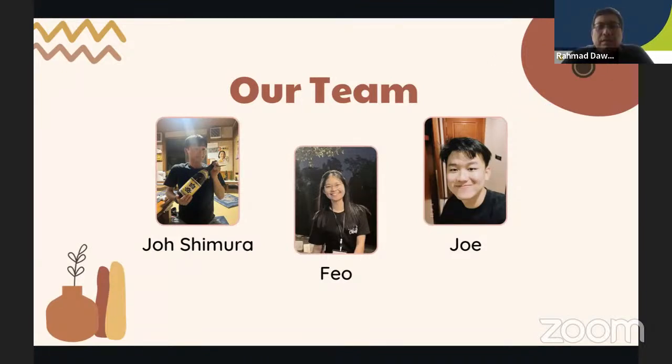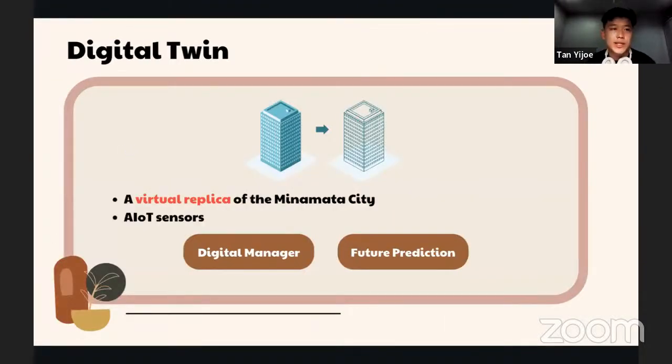I have a small question about the first idea. Is that something like a digital twin for a city? Yeah, a digital twin that we're planning to do, like a smart city for Minamata City. Okay, digital twin of a whole city. Okay, interesting.